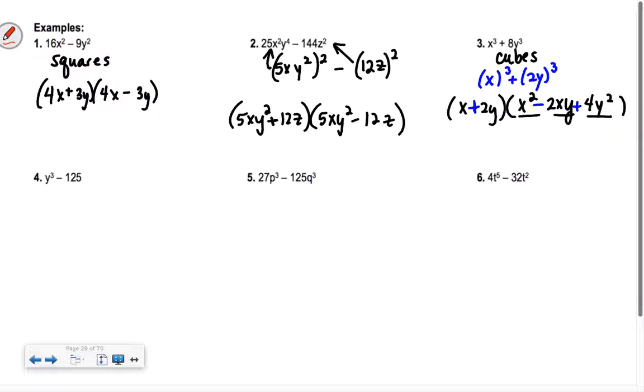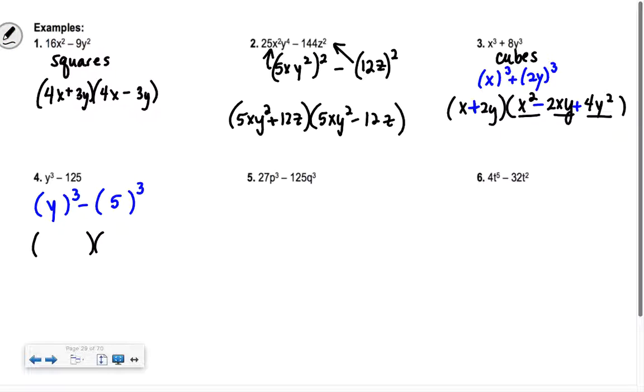All right, so the next one. If I have y cubed minus 125, squares or cubes? Cubes. So we want to first write what is being cubed. We have something cubed minus something cubed. The first one is y being cubed. The second one is 5 being cubed. 5 times 5 times 5 is 125.